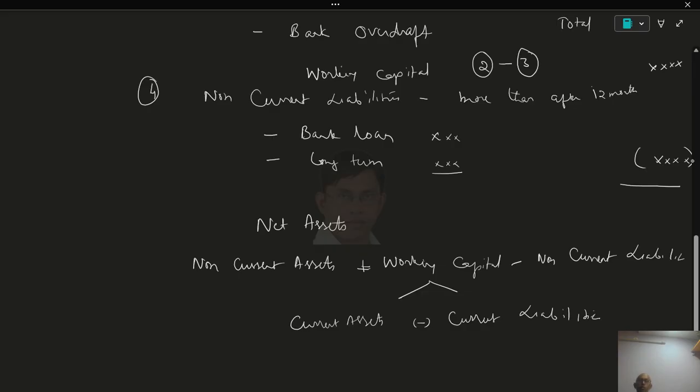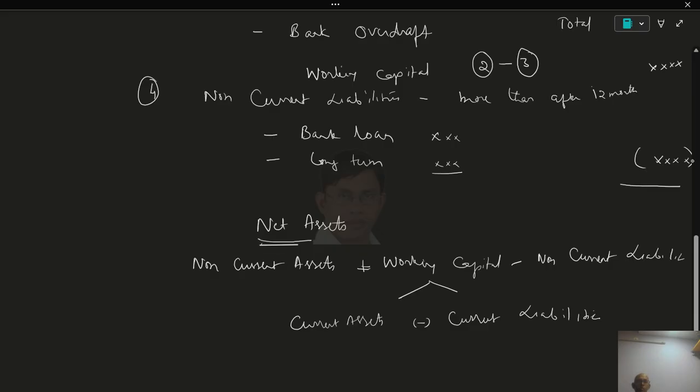So very important. Don't get confused. Don't confuse yourself. Very important. So first we have to find out non-current assets. To that we have to add working capital. So what is working capital? Current assets minus current liabilities will give working capital. So from that again you have to subtract non-current liabilities. So that gives net assets.